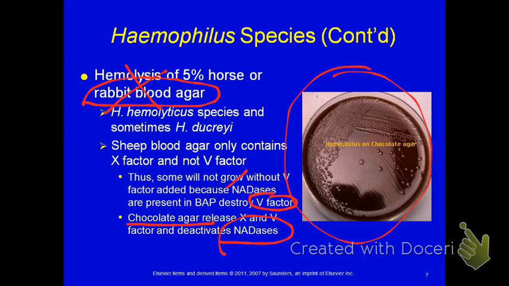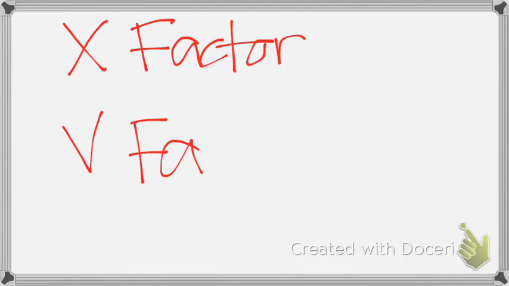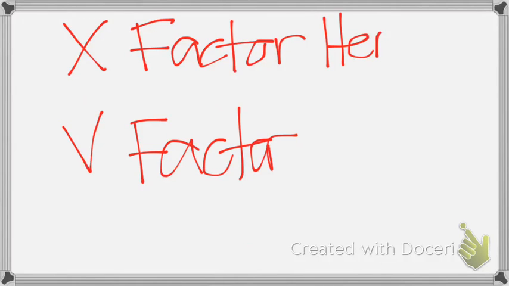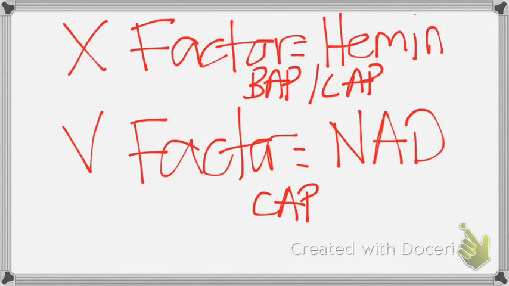Okay, if you're only using blood agar plate, then blood agar plate would still have the active NADase, an enzyme that degrades the NAD, which is the V factor. So, for you not to forget, X factor and V factor. X factor is hemin. V factor is nicotinamide adenine dinucleotide. X factor is present in blood agar plate and in chocolate agar plate. But V factor is present only in chocolate agar plate.